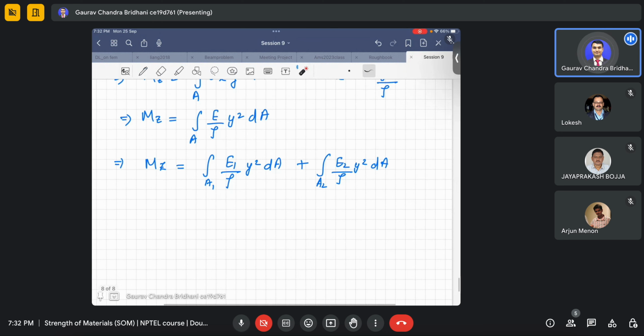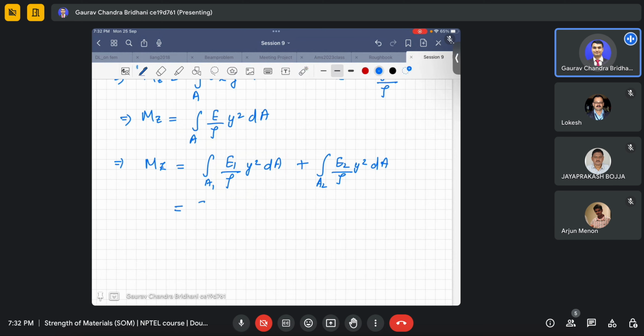Because if E would have been constant, that's the end of the problem. I would take E by rho outside, and say integral y square dA is called IZZ. End of the issue, I find the answer, and I don't need to worry much. But that is not the scenario. The scenario is that we don't have a constant E throughout the depth. There is variation, so we segregate into those parts where one E is there and then the other E is there.